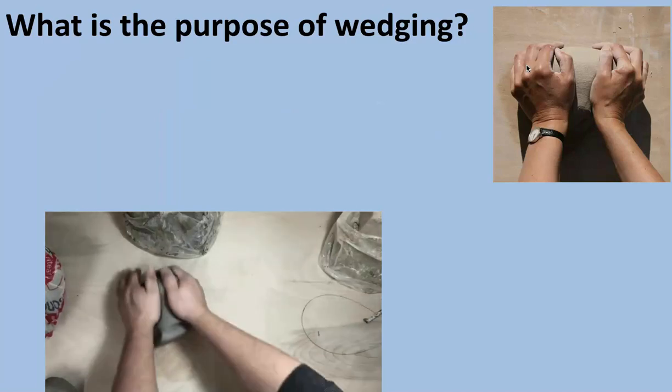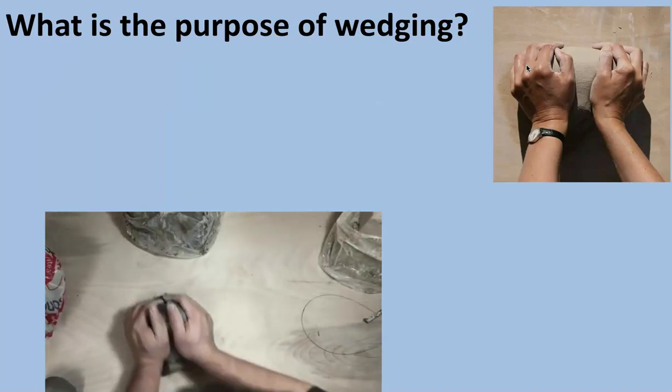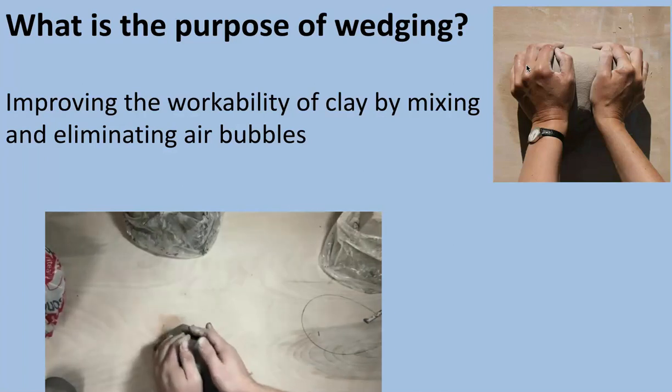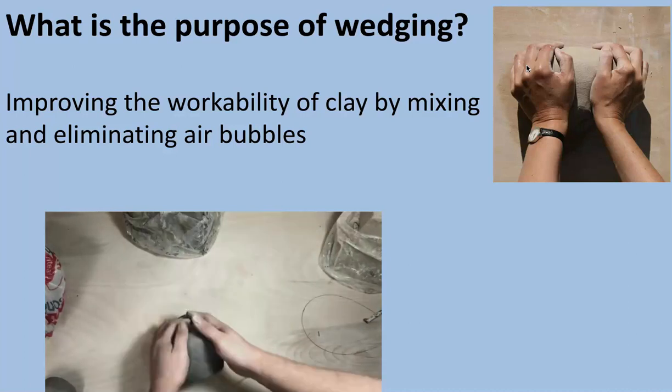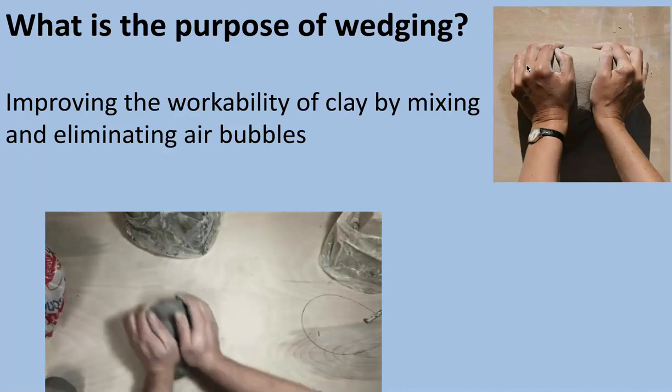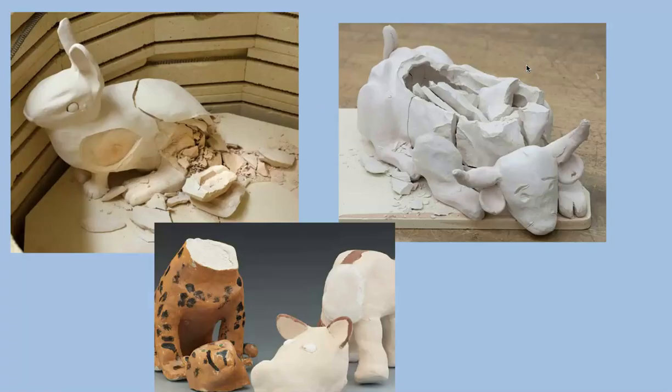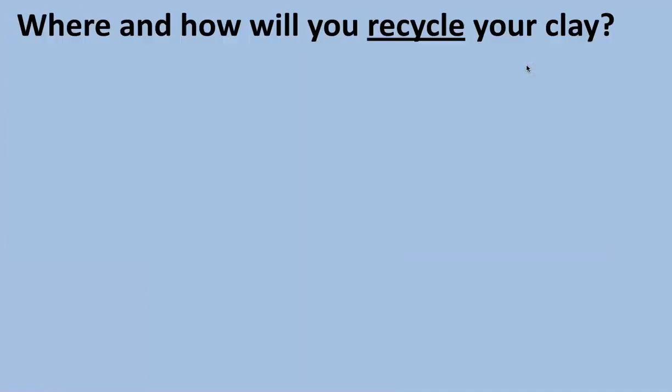What is the purpose of wedging? Well, we wedge to improve the workability of clay by mixing and eliminating air bubbles. We do need to mix the clay every time we have it recycled. We got to mix it up. And if we don't mix it up, then your project can explode just like this.